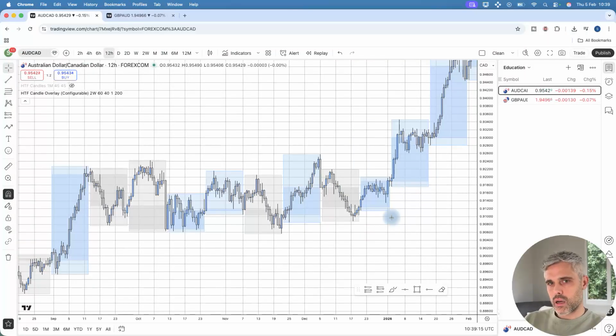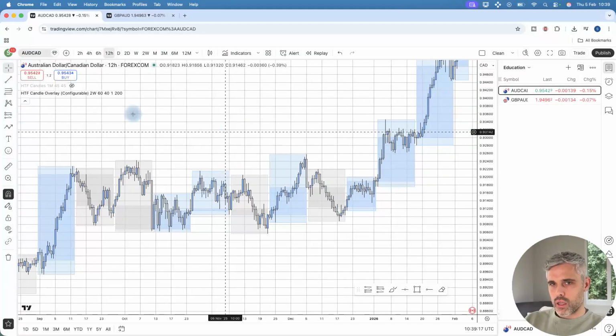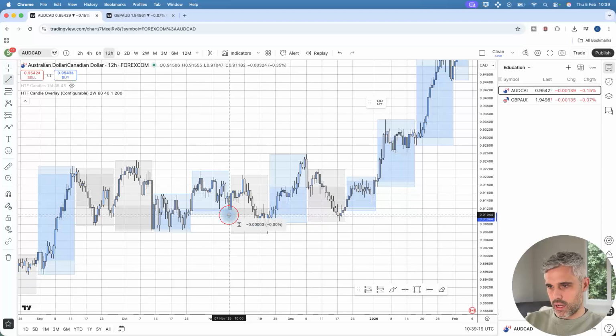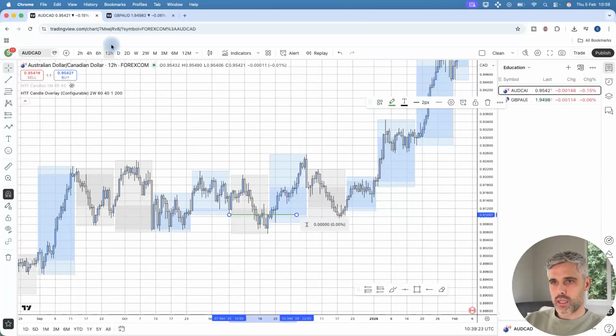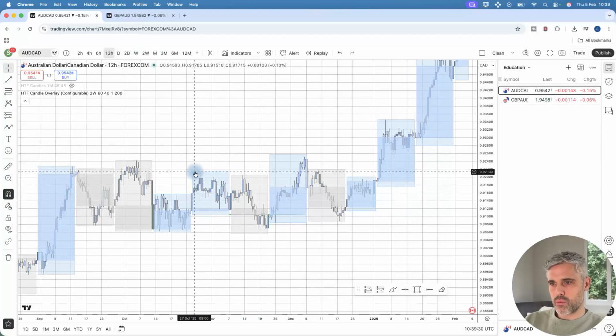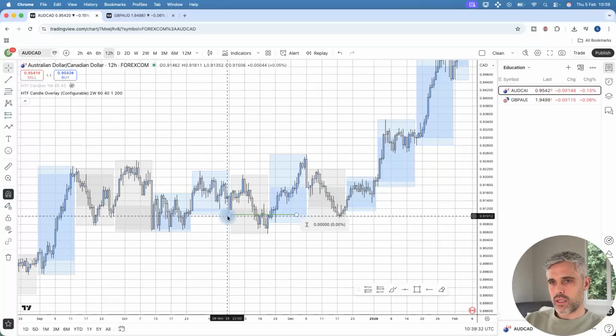So let's start with what we covered. We saw this 2-week AMD. If you're just joining us here, we're looking at 12-hour price action and we're trading weekly, 2-weekly, and monthly swing trades. So in this particular example, we have 2-week candles sitting behind our 12-hour execution.